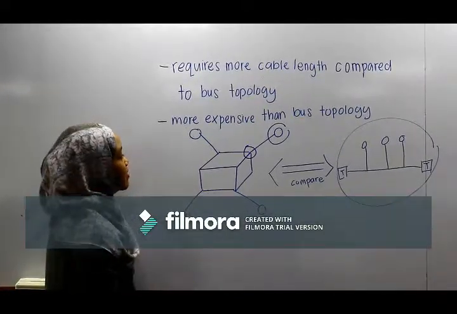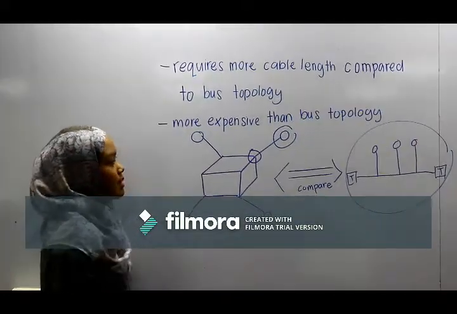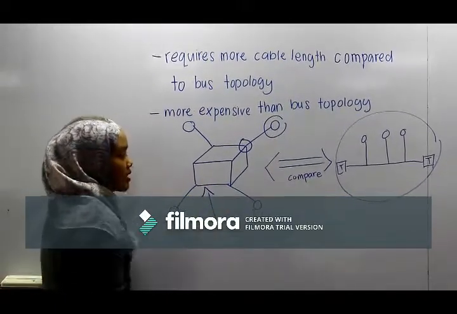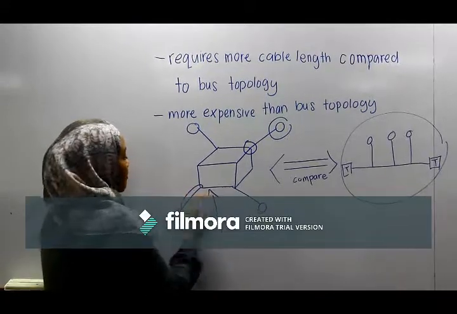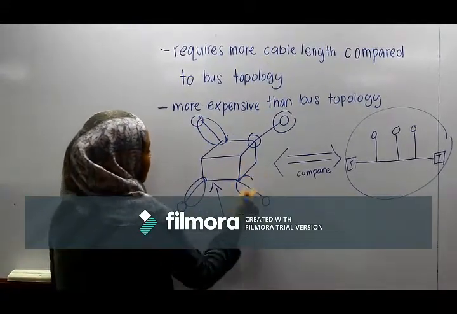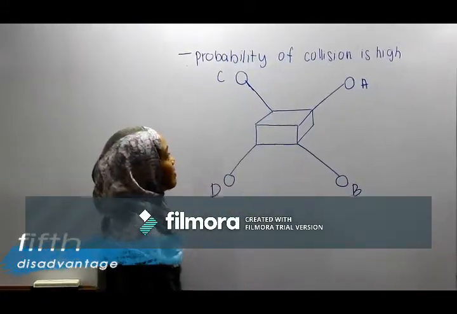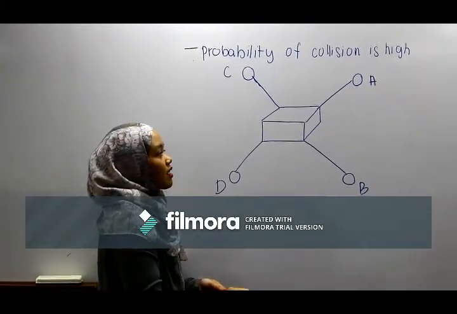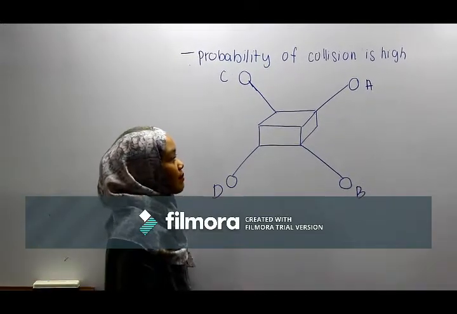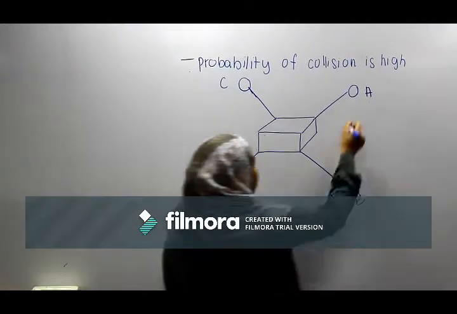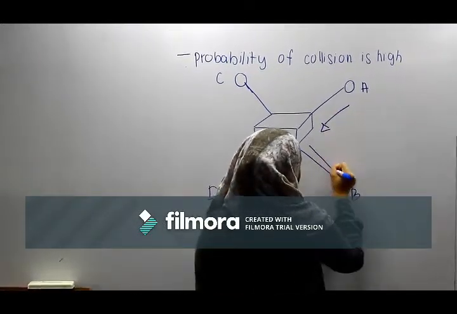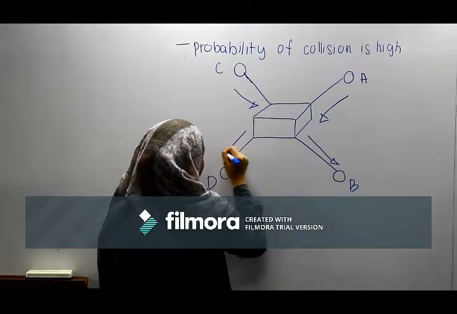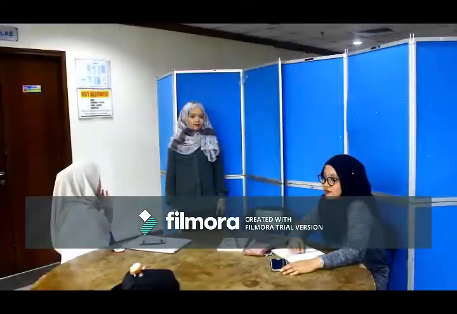This is related to the next drawback, which is that it is more expensive than bus topology. Besides a switch or hub needing to be provided, you also need a lot of cable to connect your devices. The last disadvantage of this network is the probability of collision is high. If two transfers occur at the same time, collision will happen. For example, if A wants to transfer data to B and C wants to transfer data to D, collision will happen at the central hub.